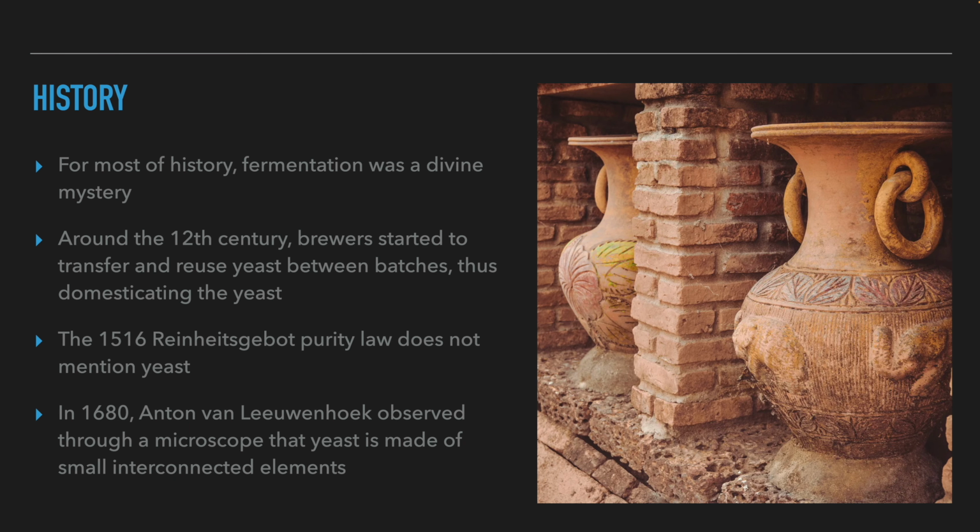Throughout history, mankind believed that fermentation is part of the divine mystery. Around the 12th century, brewers began transferring yeast between batches, thus domesticating the yeast. But that doesn't mean that they knew that they were yeast. To prove that, the beer purity law enacted in Germany in 1516, the Reinheitsgebot, does not mention yeast as one of the ingredients from which beer is made. Towards the end of the 17th century, Anton van Leeuwenhoek saw through a microscope that yeast are made up of many small particles that are connected to each other.